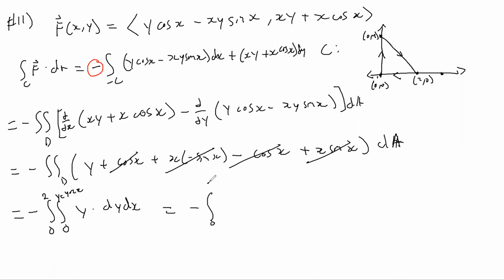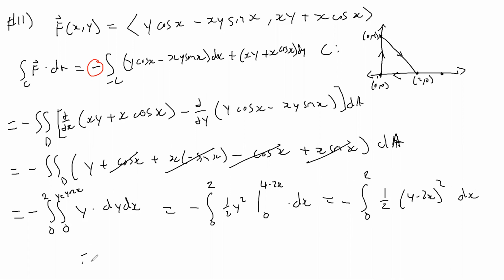It's going to be the integral from 0 to 2 of 1/2 y squared from 0 to 4 minus 2x, sorry, dx. And that's going to equal the negative integral from 0 to 2. What is that going to be? 1/2 of 4 minus 2x squared dx.